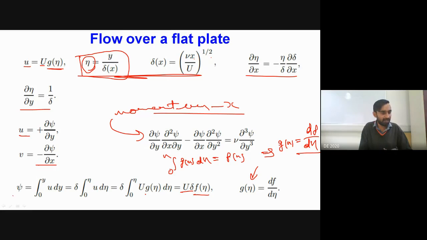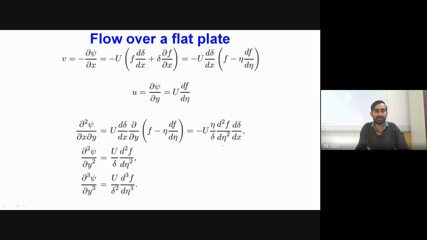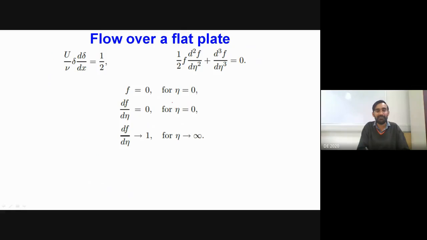Now, if we know the value of psi, obviously I can know the values of the different variables we have, del psi by del y, del square psi by del x del y, and we can substitute these into our main equation. These are the different parameters I have obtained based on the value of psi. Once we substitute, we will finally find that our governing equation is half of f into d square f by d eta square plus d cube f by d eta cube.